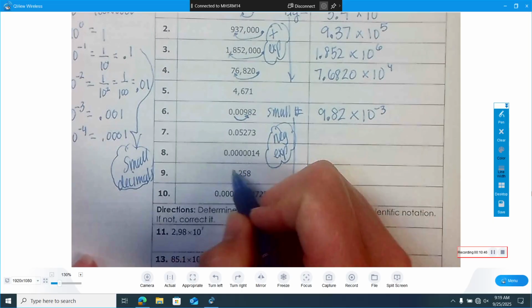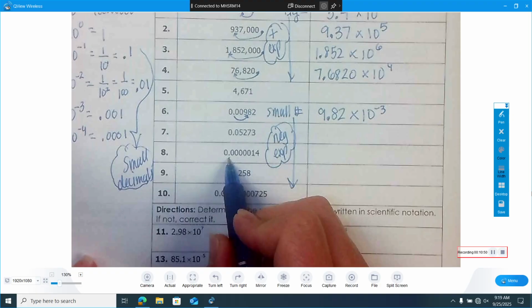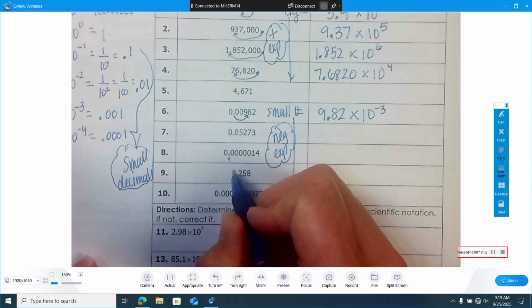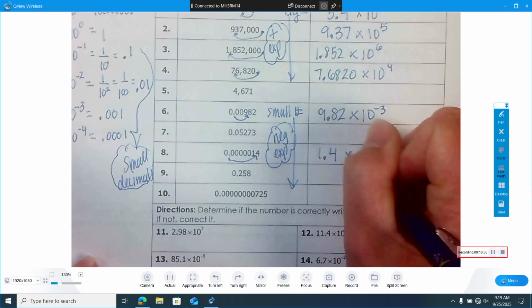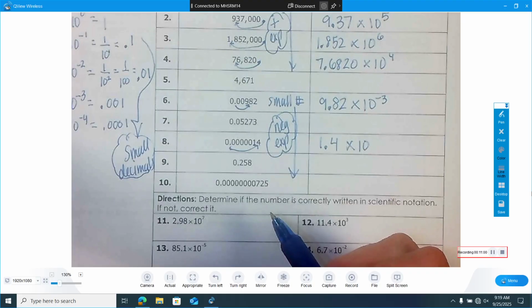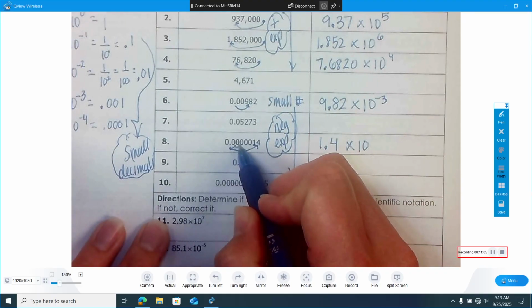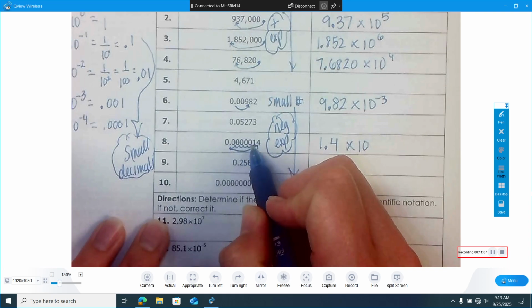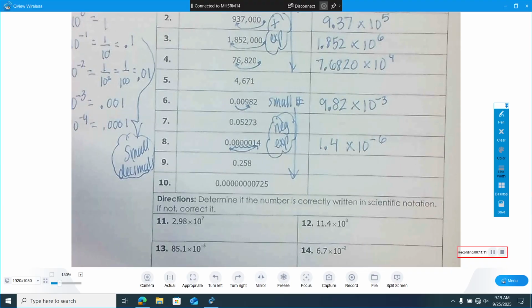Let's do number 8 here. Where am I going to move my decimal? Between what? The 1 and the 4. Very good. So I'm going to get 1.4 times 10 to what power? Negative 6. Think bunny hops. 1 hop, 2 hop, 3 hop, 4 hop, 5 hop, 6 hop. So negative 6. Count carefully. This is where mistakes happen in counting.